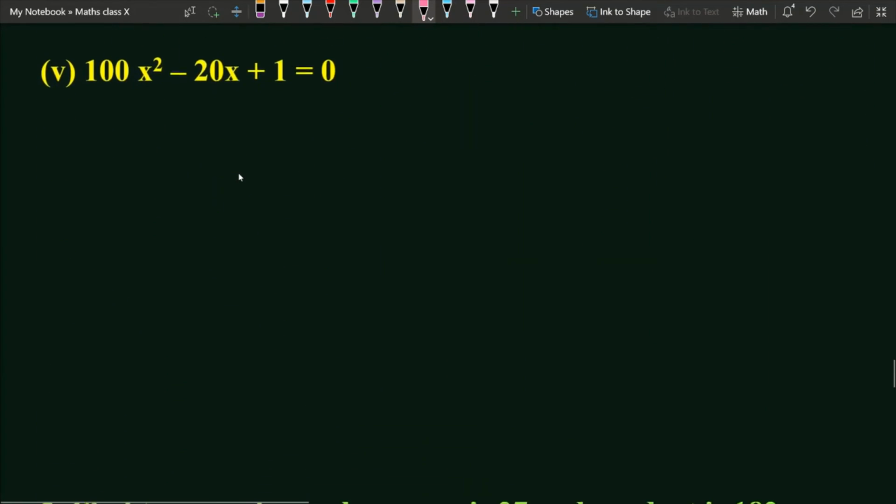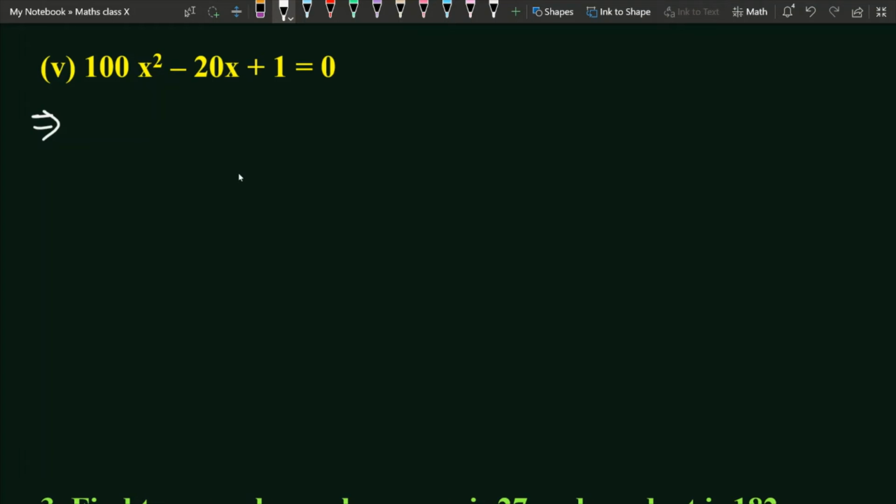Let us move to this fifth one. This is the last question given in the exercise. Then we have some word problem, and then the exercise is finished. It's very simple. See, this implies 1 into 100. So that means you have to search for two numbers, multiplying which we get 100, and by addition or subtraction, you get minus 20.